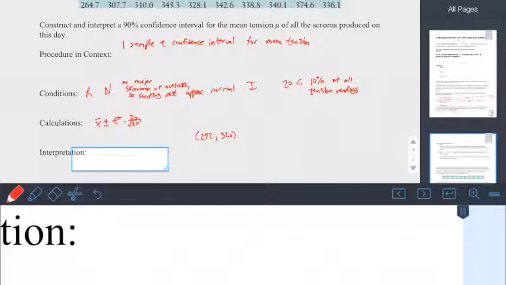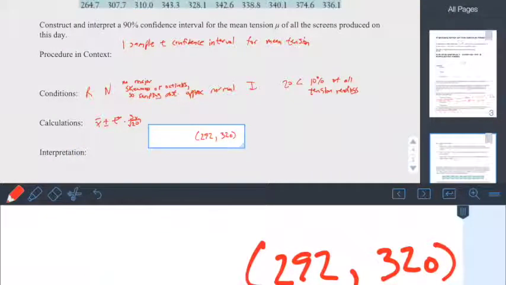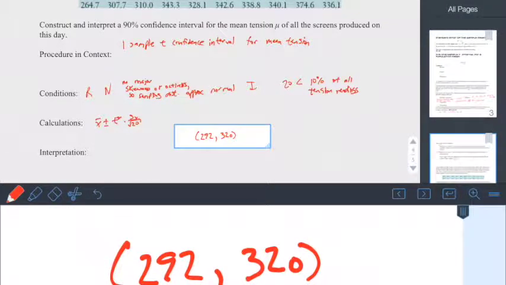And again, our interpretation: we are 90% confident that the interval from 292 to 320 captures the true mean tension reading for the day.